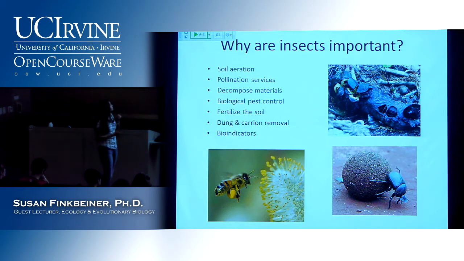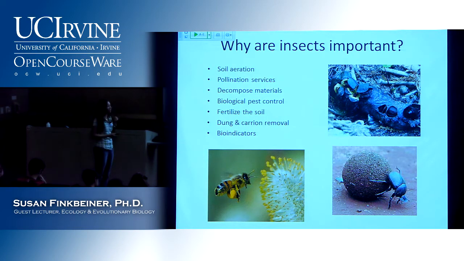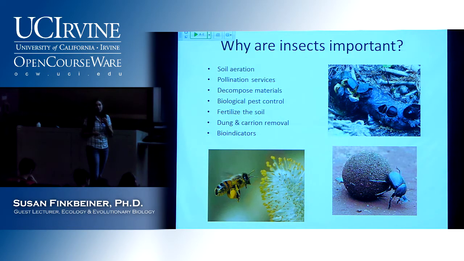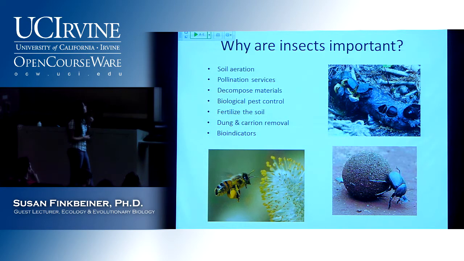Insects also help decompose materials. They're great for biological pest control. There are some very specialized parasitoid wasps that will lay their eggs in a very specific species of caterpillar pest, for example. And insects also help with fertilizing the soil, dung and carrion removal.